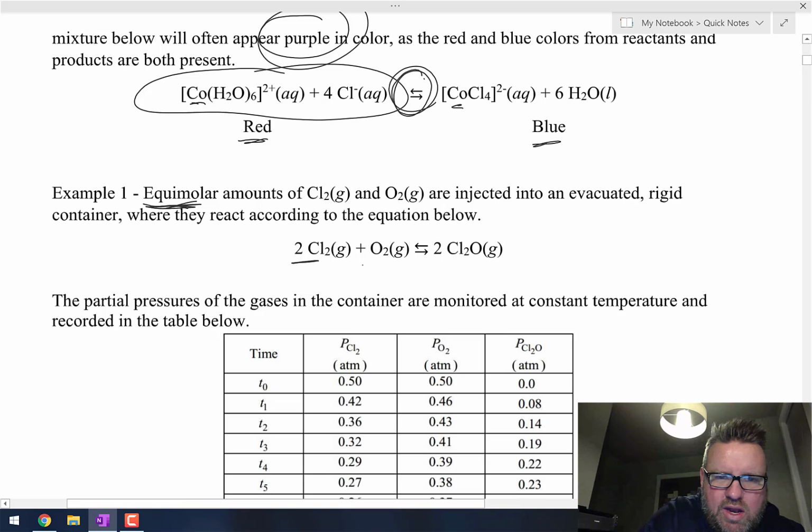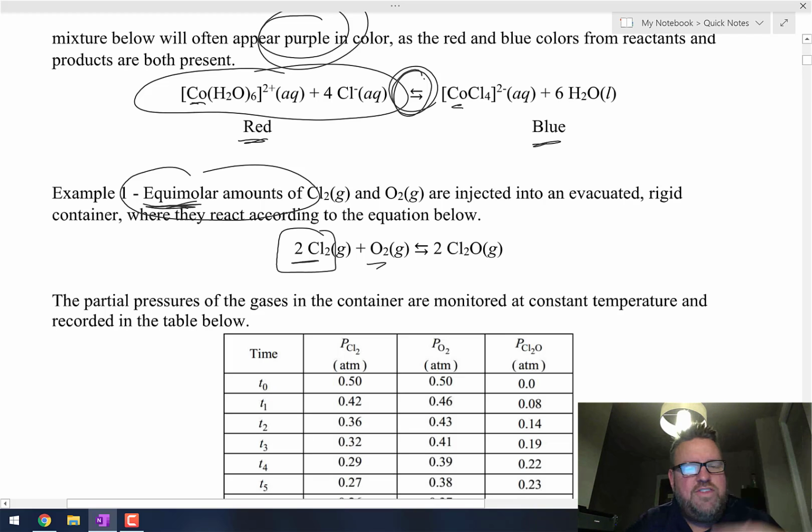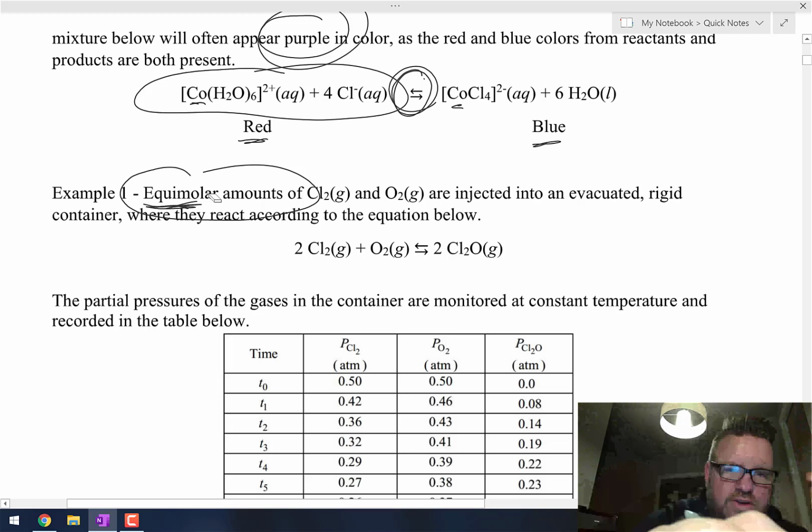Right away you're going to notice, wait a minute, if we start with equimolar amounts, doesn't that mean we're going to run out of chlorine first? If this reaction went all the way to the right, doesn't that mean right away that chlorine is the limiting reactant? Absolutely yes. That's a great observation to make there. In this case, it doesn't really matter. But when they say equimolar, it means you're starting with an equal number of moles, and for every 1 mole of these that react, 2 moles of chlorine are going to react. Of course, chlorine is going to run out first.